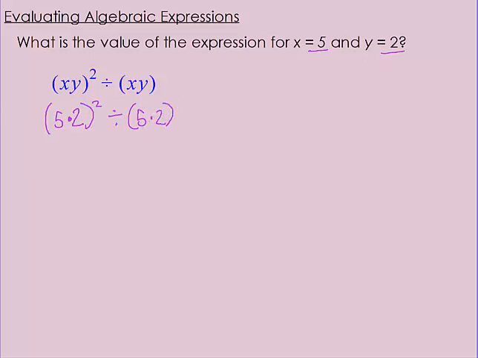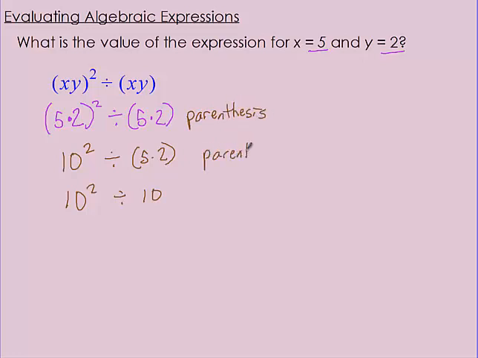Alright, order of operations, parentheses, let's do inside those parentheses first. So 5 plus 2 is going to be 7 squared, divided by 5 times 2. I did my first parentheses. Now I'll do my second one. 7 squared divided by 5 times 2 is 10. Next step, I do my exponents. So these are both parentheses. Let's keep labeling this. So parentheses on both.